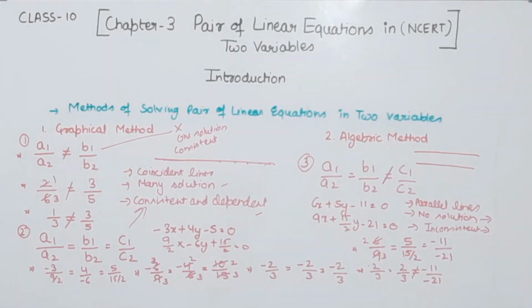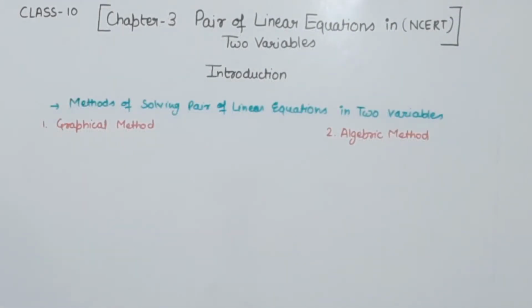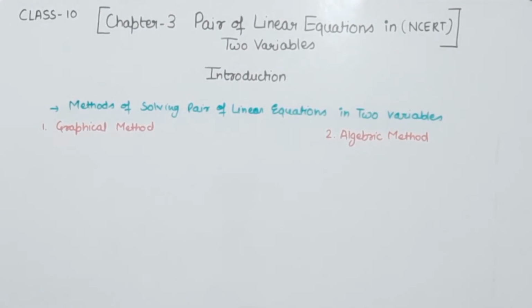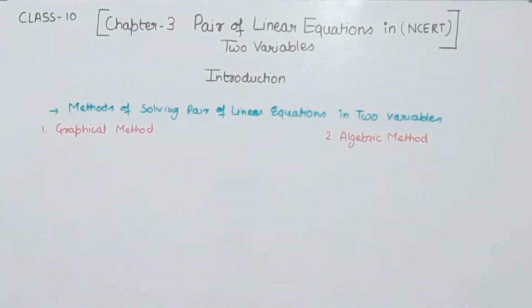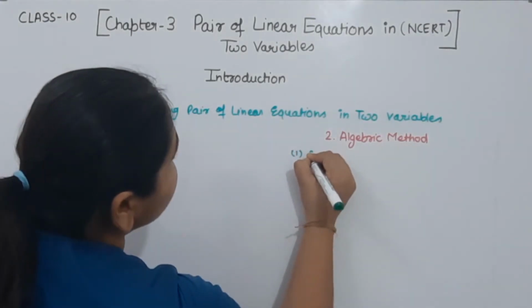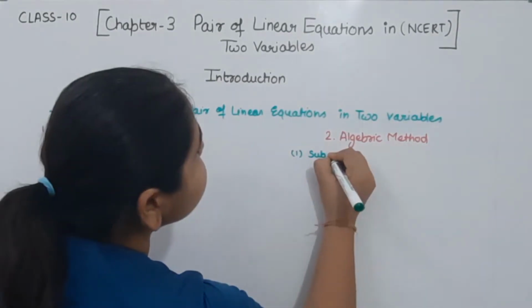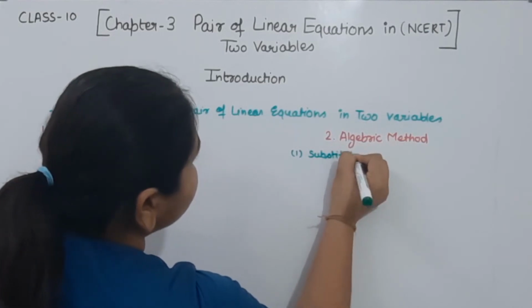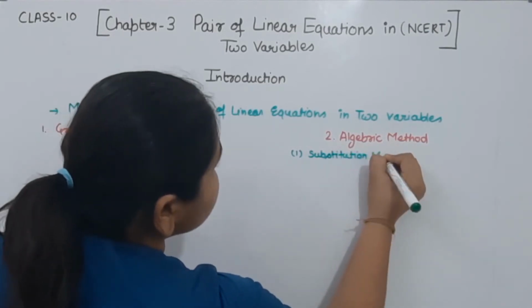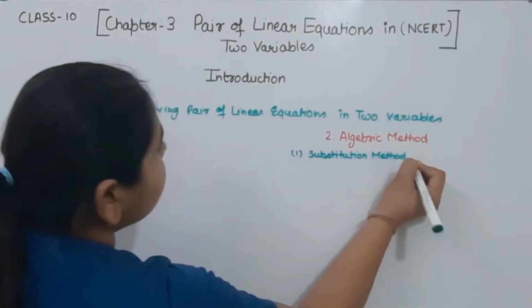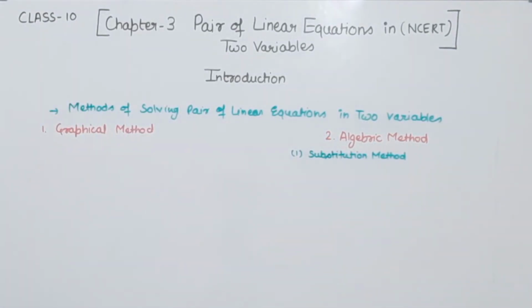Now comes to the second method. The second method we are having is the algebraic method, and in this we are having three methods. In the algebraic method, the first method will be the substitution method. First of all, we are going to understand the substitution method. For that, we are going to take an example.